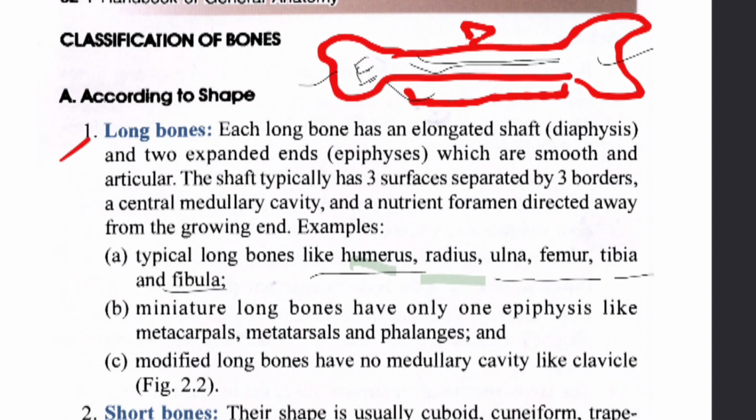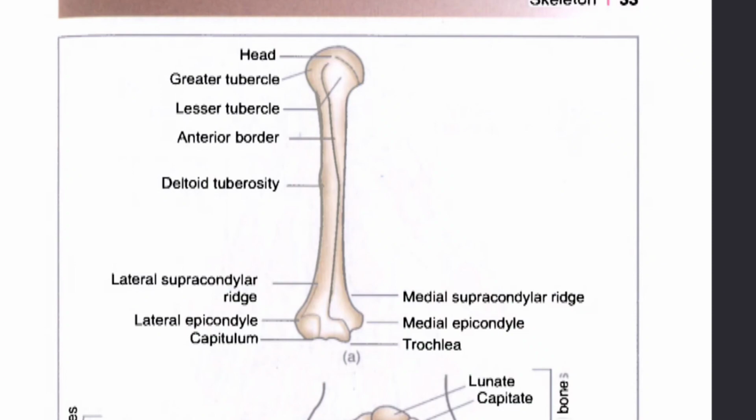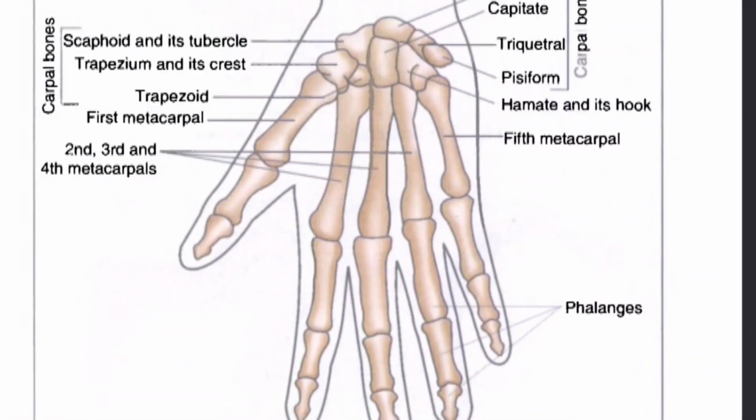Then if we talk about miniature long bones, what does it mean? They are long bones, but they have only one epiphyseal end, like only this end will be there, not this end. The other will be embedded somewhere. The examples are metatarsals, metacarpals and phalanges. In the diagram, this is the phalanges, and it has one epiphyseal end, but another one is not there.